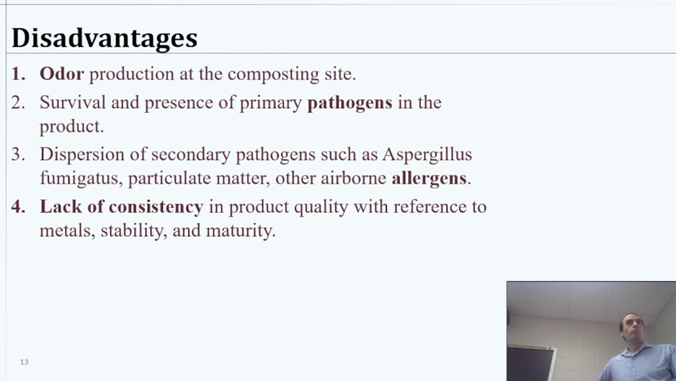Disadvantages are going to be pretty straightforward. You've got odor at the composting site in particular. Once you apply them and they're aerated, it shouldn't smell too different than soil.